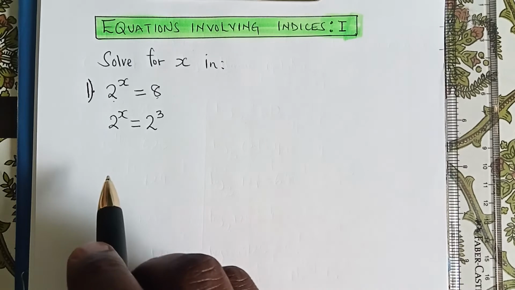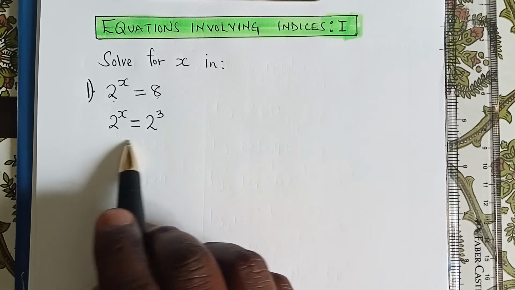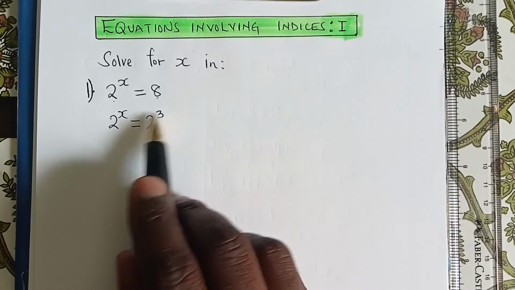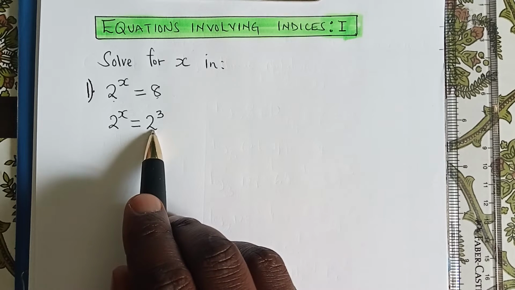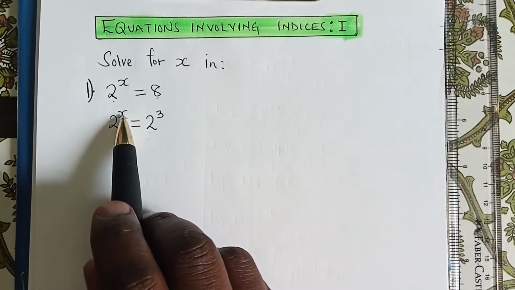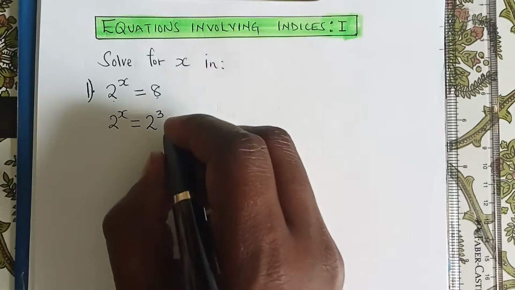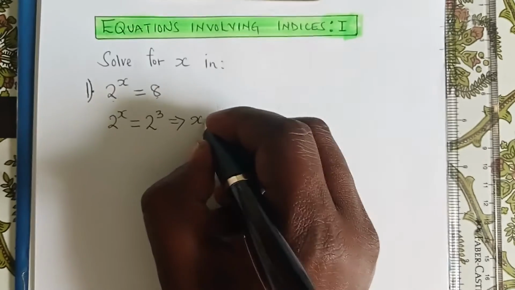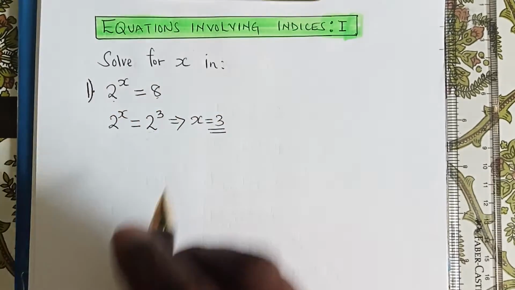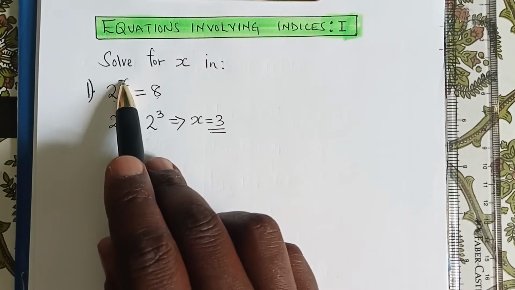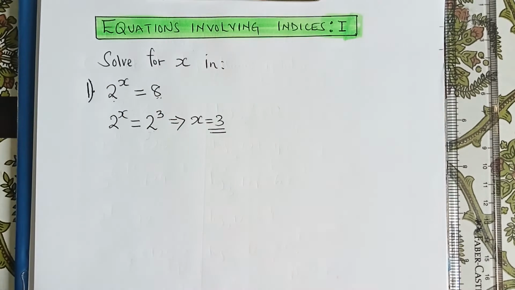So again, in indices, when the bases are equal, we also equate the powers. So 2 is equal to 2. Those are the bases. Therefore, the powers shall also be equal. That implies that x equals 3. Therefore, 2 raised to power 3 is equal to 8.